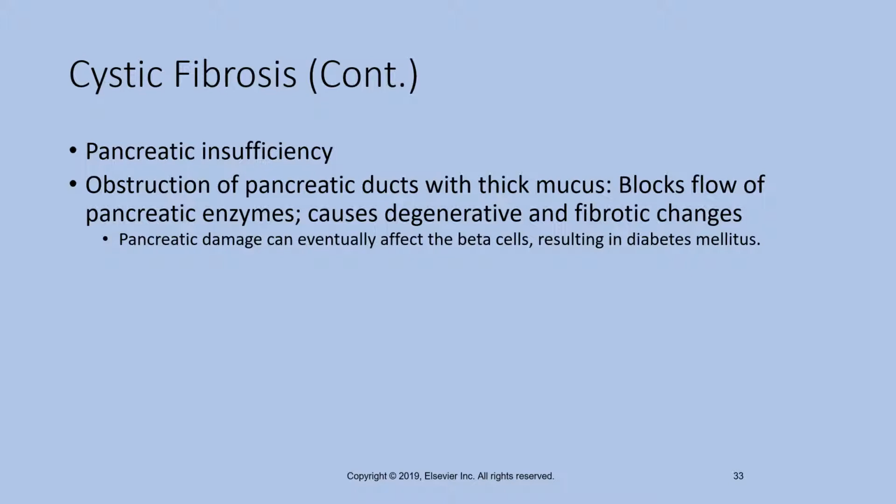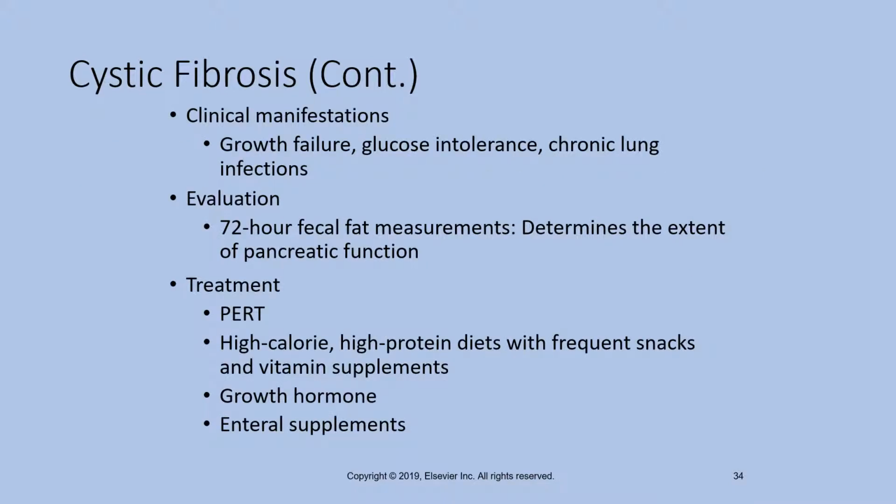Yet these children look normal, but they have pancreatic insufficiency, obstruction of the pancreatic duct with thick mucus, and blocked flow of pancreatic enzymes, leading to degenerative fibrotic changes. The pancreatic damage can eventually lead to beta cell loss, resulting in diabetes mellitus. Clinical manifestations: growth failure, glucose intolerance, chronic lung infections. Evaluation: 72 hours of fecal fat measurement determines the extent of pancreatic function. Treatment is high caloric, high protein diets, growth hormone, and sometimes enteral supplementation.